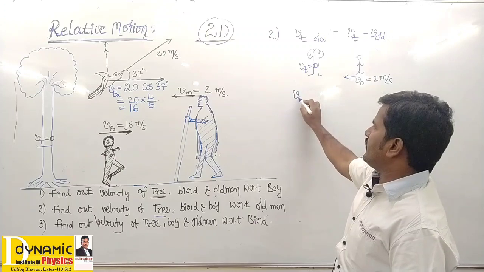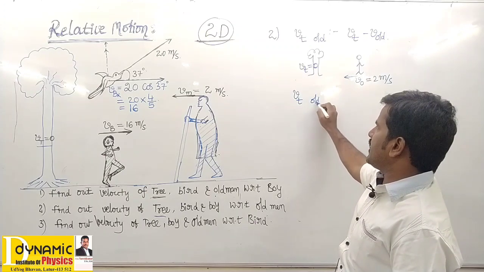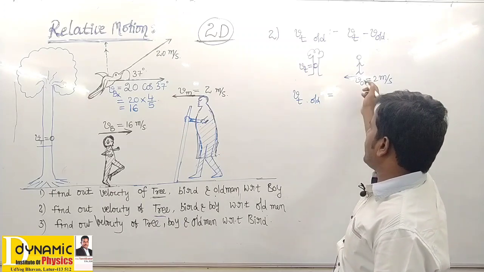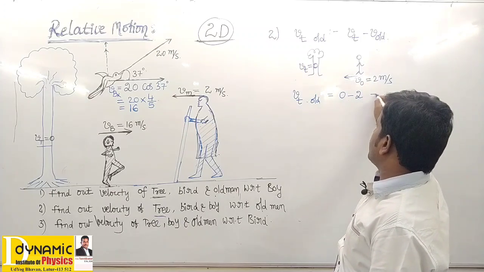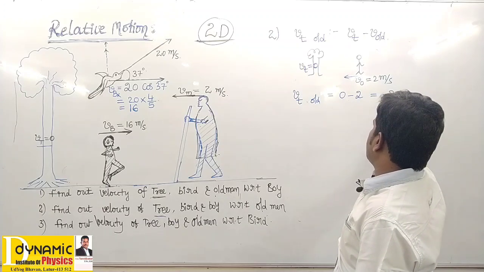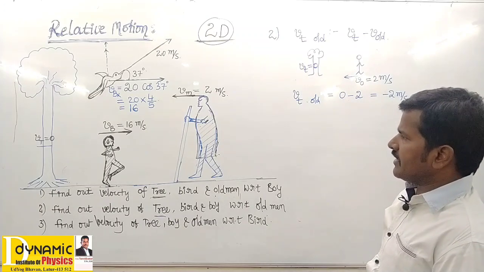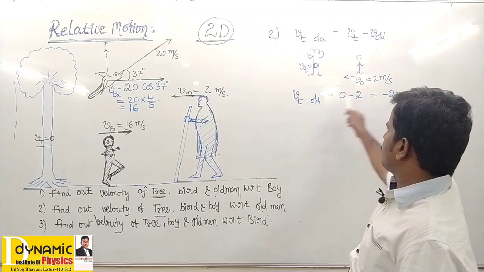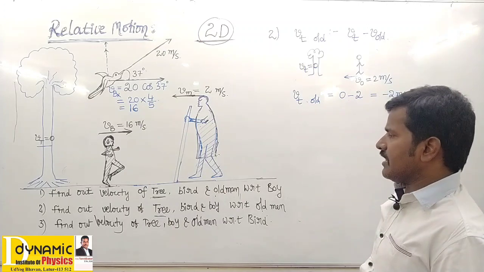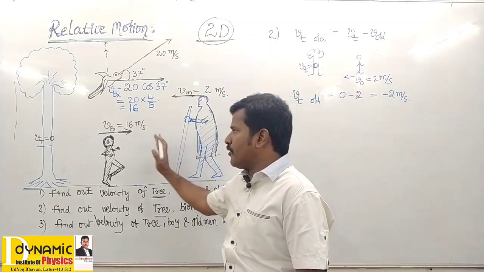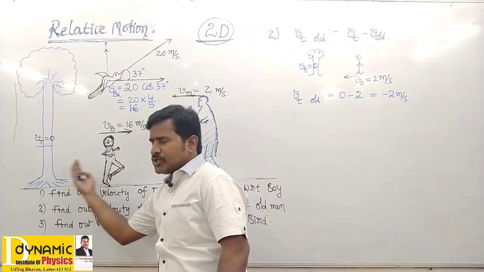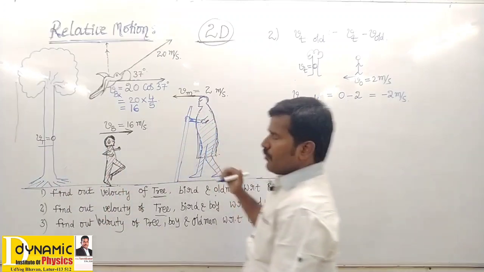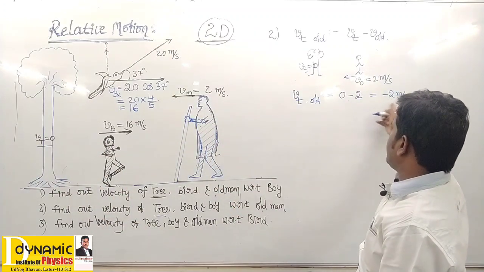This is written as V tree with respect to old man, it is Vt minus V old man. Vt is 0 minus 2. Its value becomes minus 2 meter per second. When the old man approaches, the tree appears to come towards the old man. Then it is minus 2 meter per second.